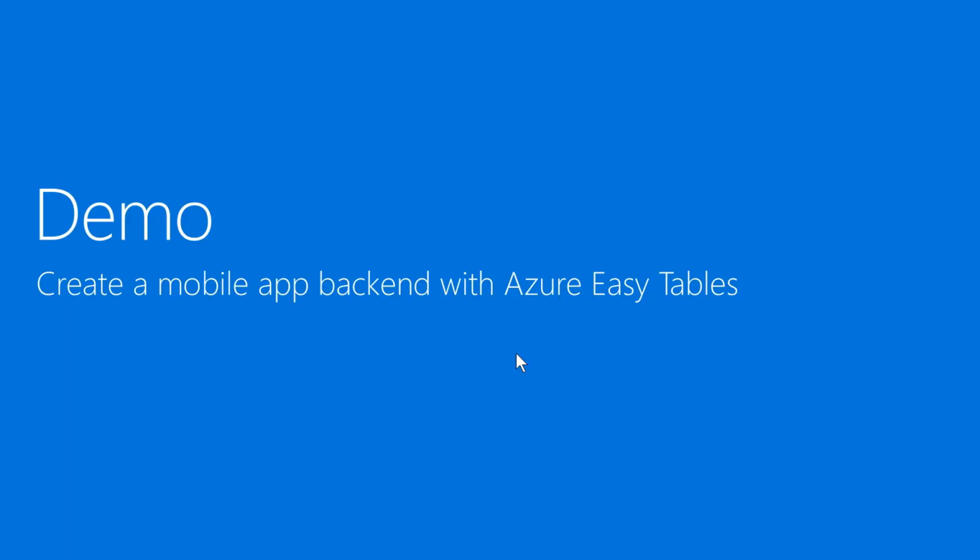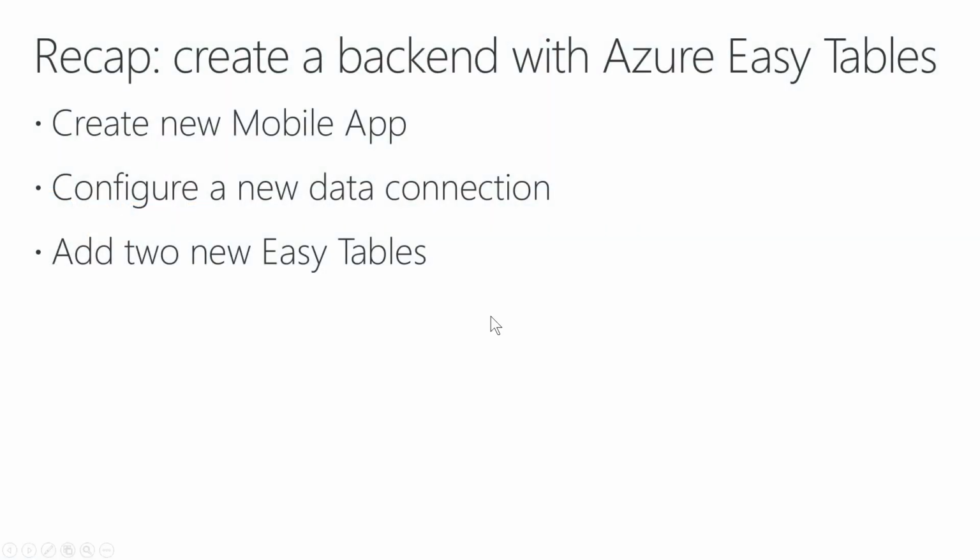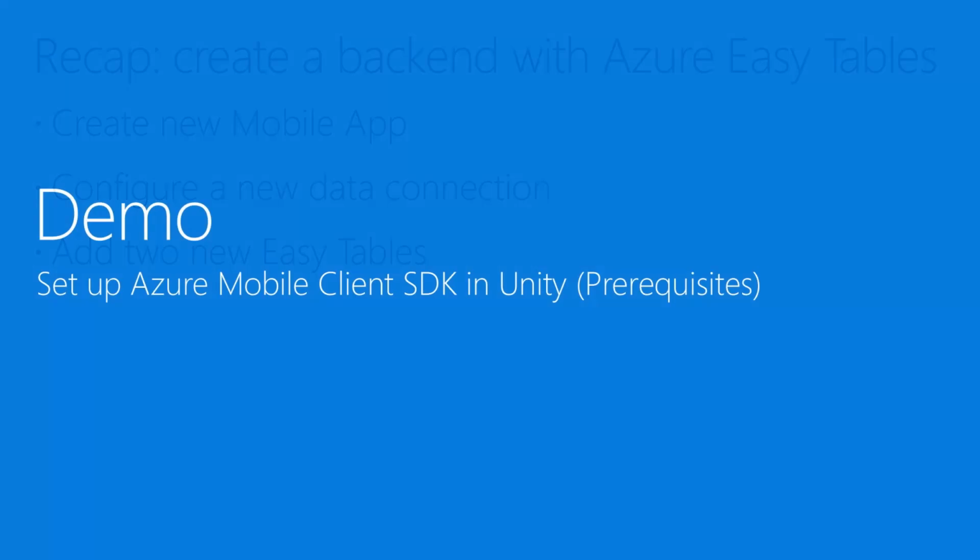So let's recap a little bit. We created a new mobile app. We configured a new data connection, and then we added 2 new Easy Tables. We added the high score info and the crash info tables. And it is important that we name them just like that. And I'll explain a little bit more about that when we get to it. But for now, just trust me and name them the same way I did. All right. So now we're ready for the second demo portion of the presentation.